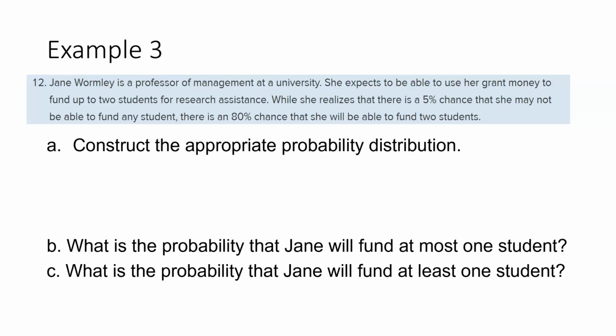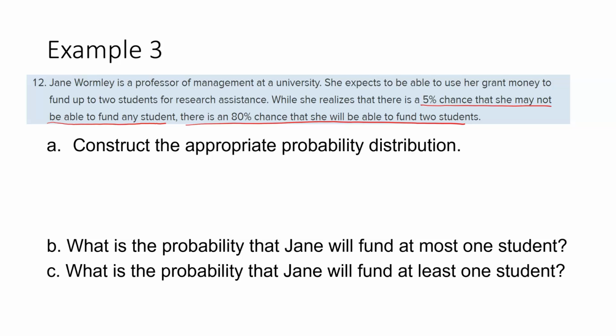So Jane Wormley is a professor of management at a university. She expects to be able to use her grant money to fund up to 2 students for research. Well, she realizes that there is a 5% chance that she may not be able to fund any student. There is an 80% chance that she will be able to fund 2 students. So we've got 5% she may not fund any student, and then 80% she'll be able to fund 2.